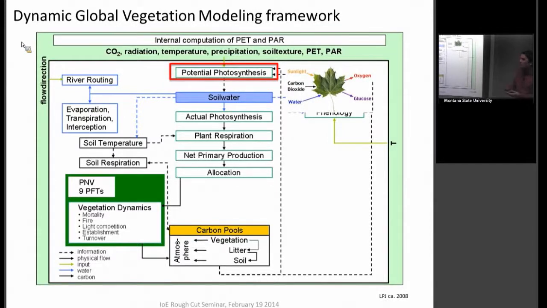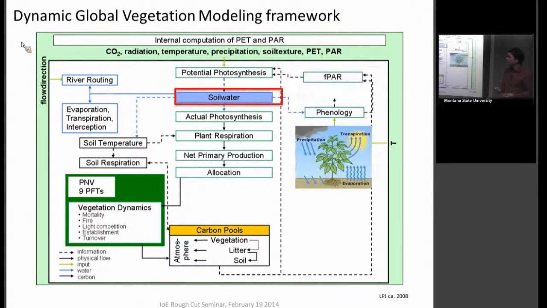Associated with photosynthesis, the models are explicitly describing the model conductance, which is important for calculating how much CO2 diffuses through the leaf. And so as the stomata are open, we can use that information to calculate the water losses through the leaf to the atmosphere.